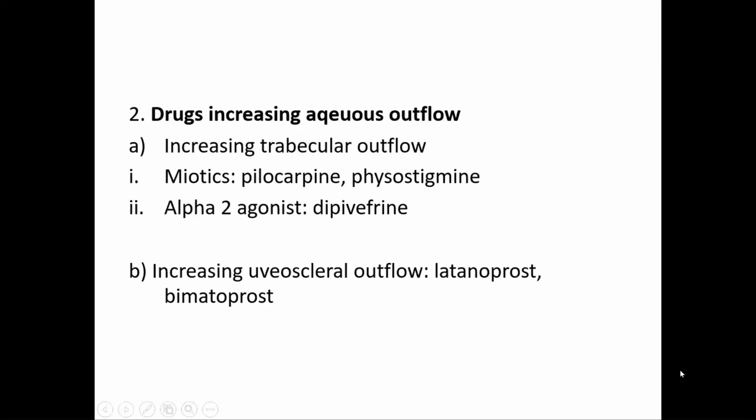Similarly, the next approach includes the drugs that increase the aqueous humor outflow, or the drainage of the aqueous humor. The drugs that increase the trabecular outflow include miotics such as pilocarpine and physostigmine, which we have studied in the cholinergic section, and alpha-2 agonists like dipivefrin. The group of drugs that increase the uveoscleral outflow include latanoprost and bimatoprost.